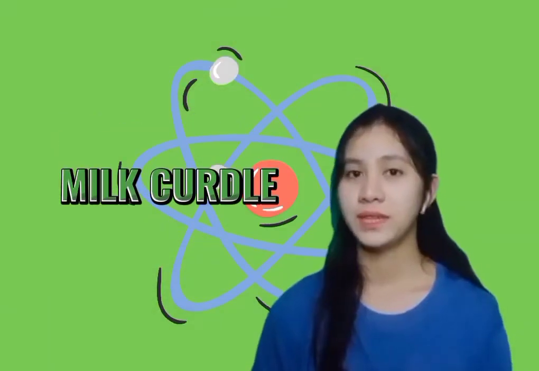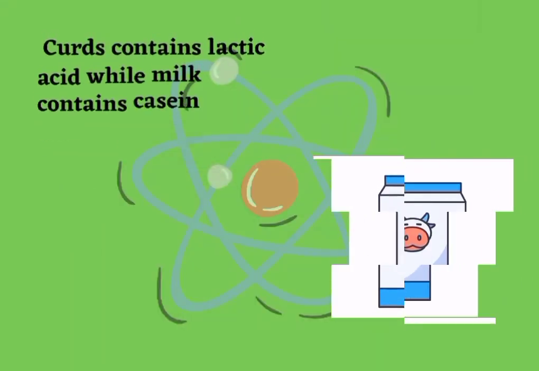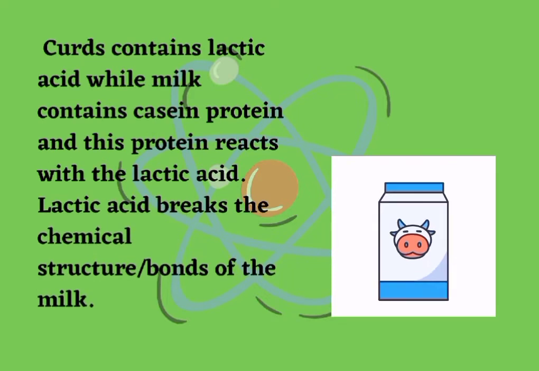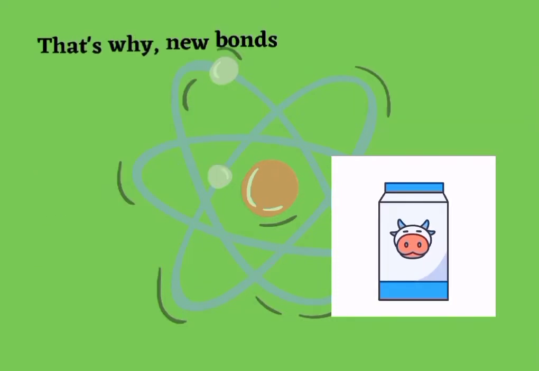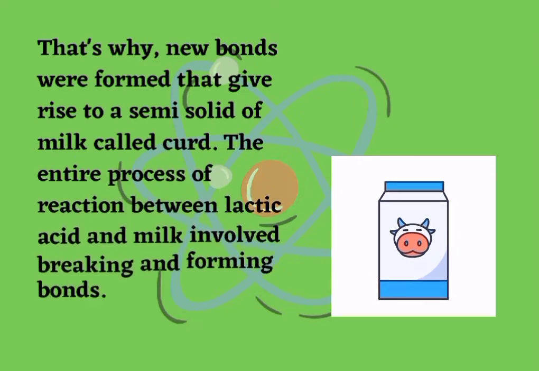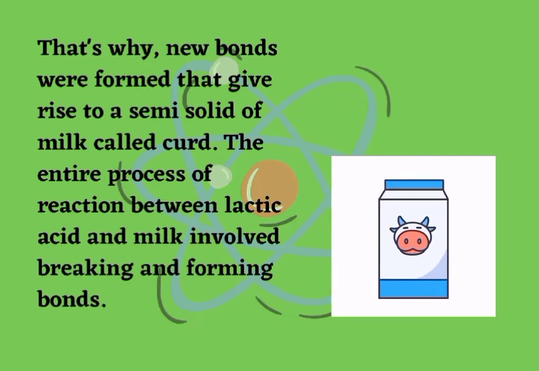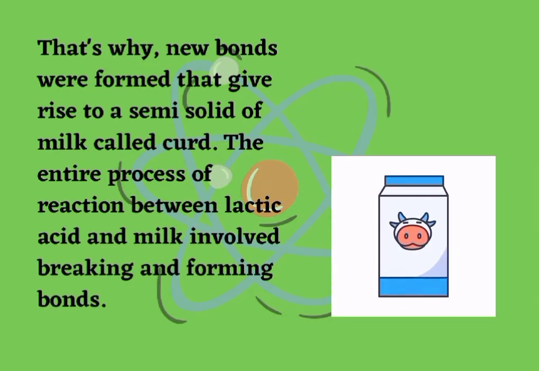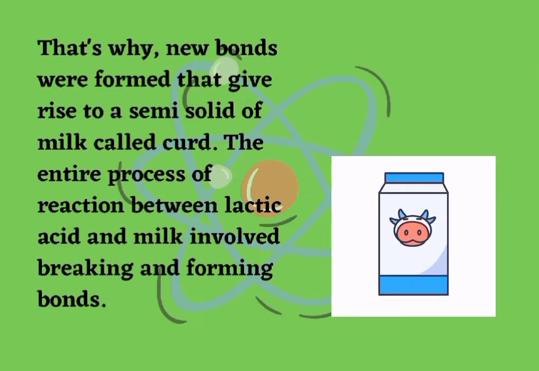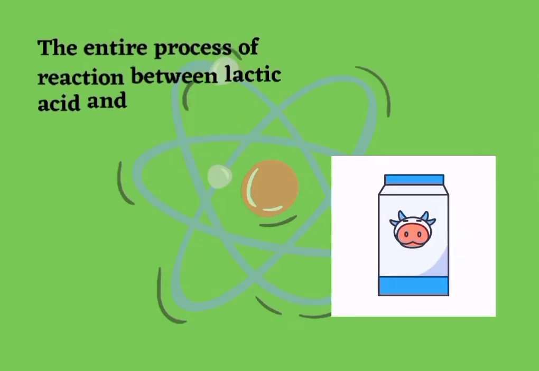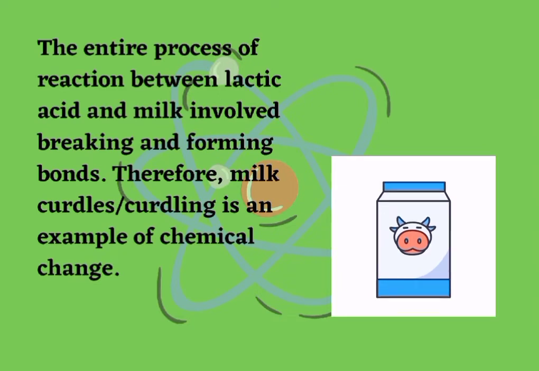The next one is milk curdles. Curds contain lactic acid while milk contains casein protein, and this protein reacts with the lactic acid. Lactic acid breaks the chemical structure or bonds of the milk. That's why new bonds are formed and give rise to a semi-solid of milk called curd. The entire process of reaction between lactic acid and milk involves breaking and forming bonds. Therefore, milk curdling is an example of chemical change.